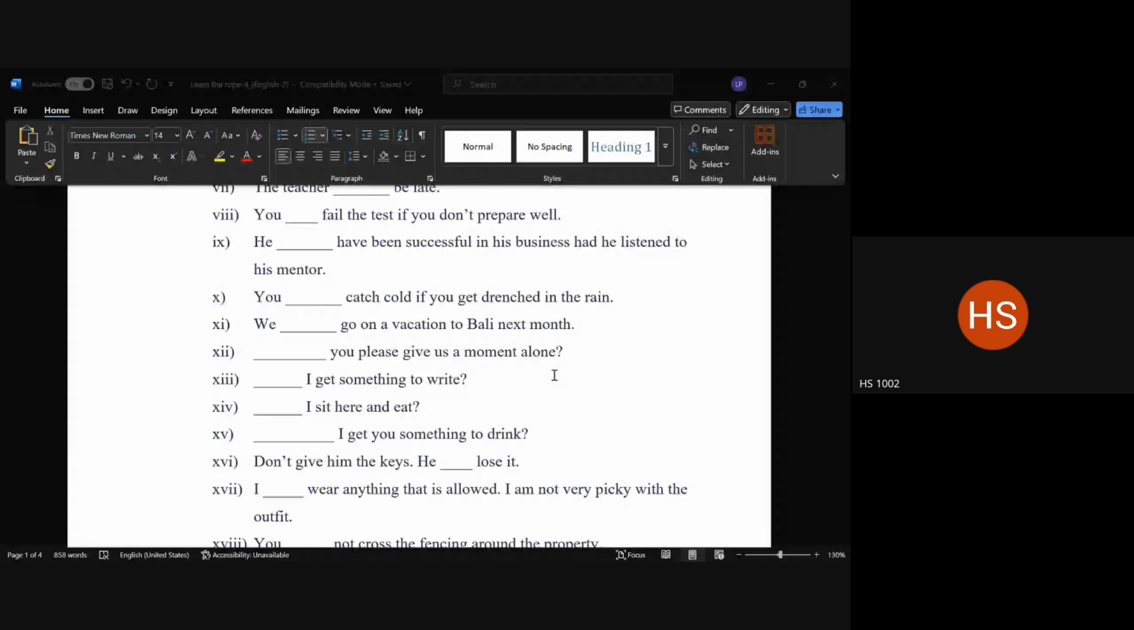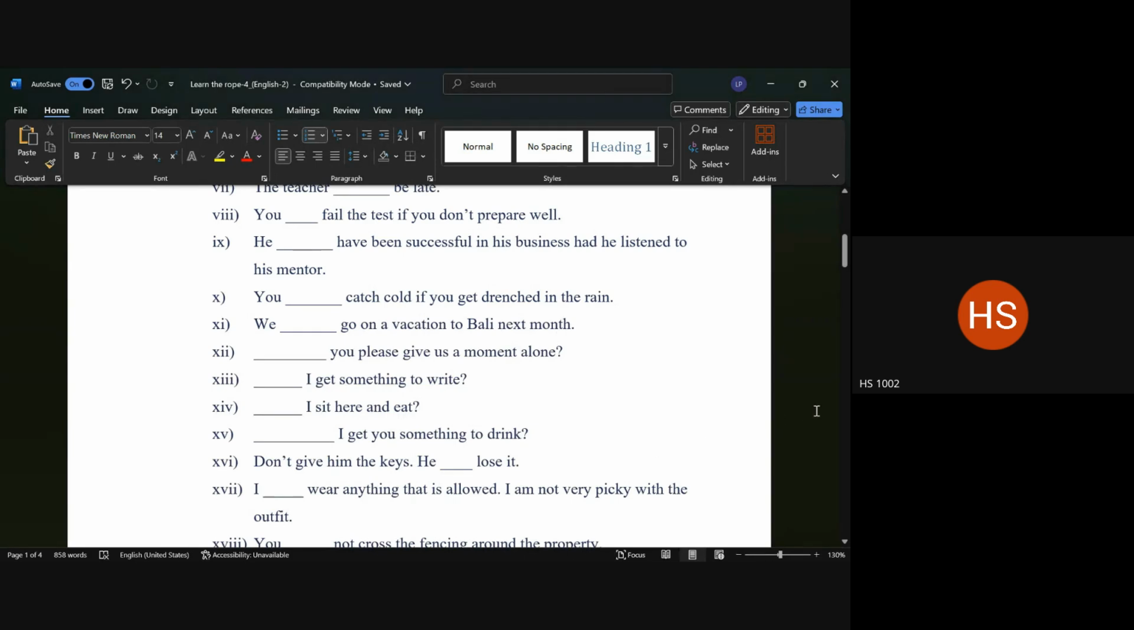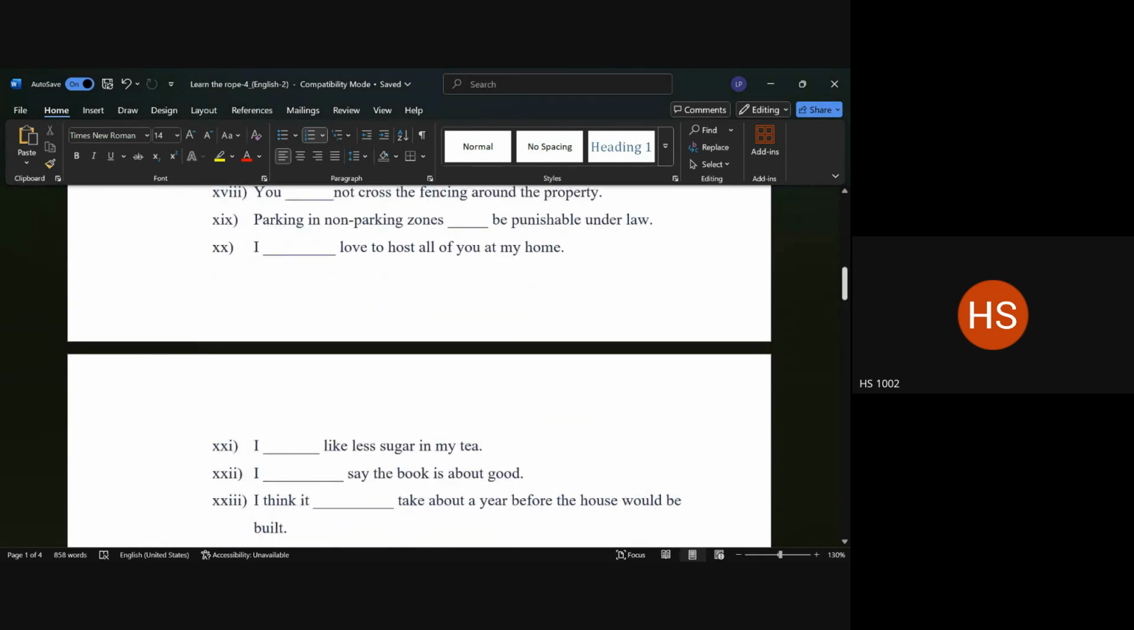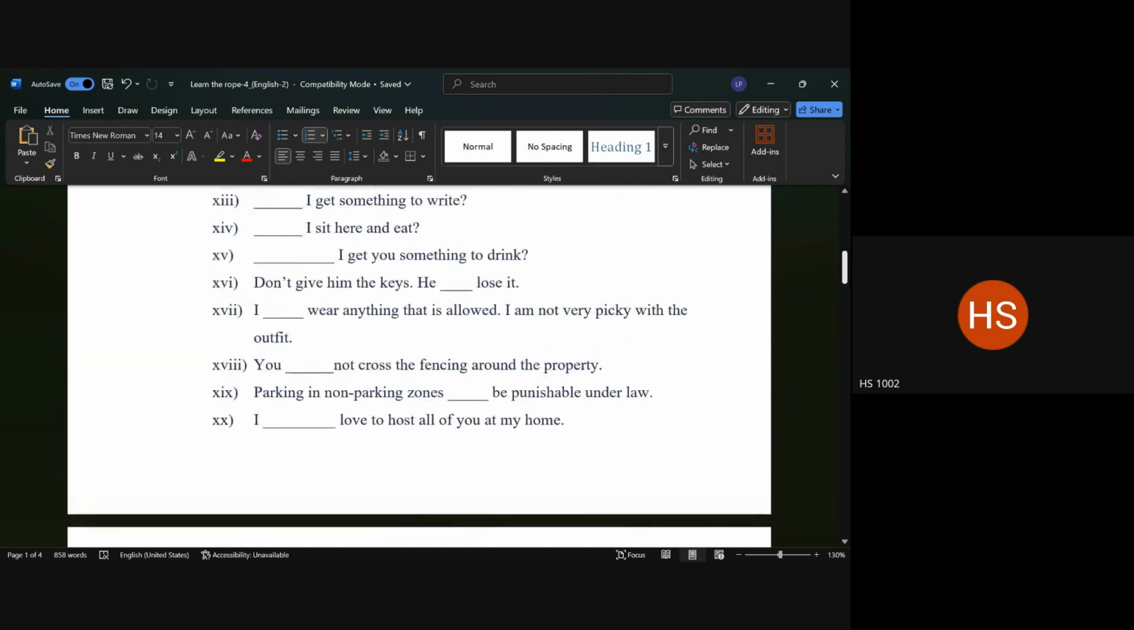Okay. This is sentence number 16. Don't give him the keys. Can you see? I'll just scroll up a little bit. Don't give him the keys. He dash lose it. Can, might. He could lose it. He may lose it. He might lose it. He will lose it. What is it indicative of?